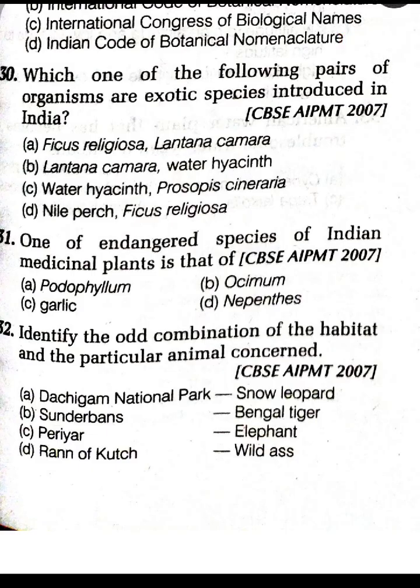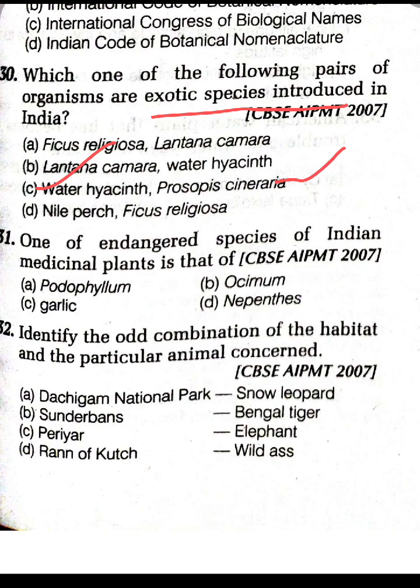Which one of the following pairs of organisms are exotic species introduced in India? So it is option number C, water hyacinth and Prosopis cinerea. Option number C is the correct one. They are exotic species which are introduced in India. They are not actually found in India. They have been introduced in India from other places. So that's why they are known as exotic species.